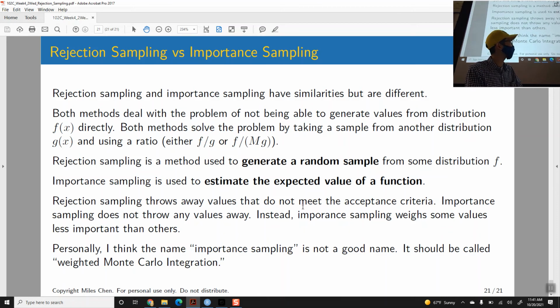Personally, I think importance sampling is not a good name. I think we should call it something like weighted Monte Carlo integration. I think that makes a little bit more sense because importance sampling sounds like it's a method for generating a sample, but it's not used for generating a sample. But that's the name it has, and that's the name that exists in the literature, and so that's what it's called. But it's not a sampling method. But rejection sampling is. Okay.